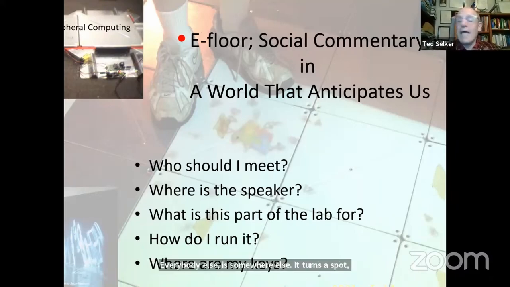If I walk to part of the lab and nobody's there, but there's a demo there, it'll run the demo for me. So maybe it'll even find my keys. I mean, this is not looking far-fetched anymore, but the idea of a sensing floor can do a lot of things, work in different scenarios, and anticipate our needs a little bit.